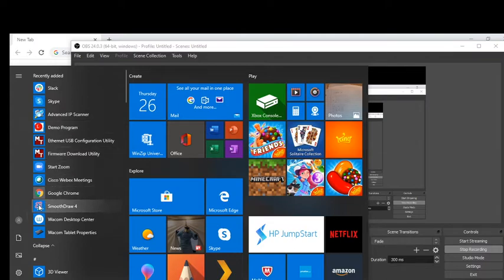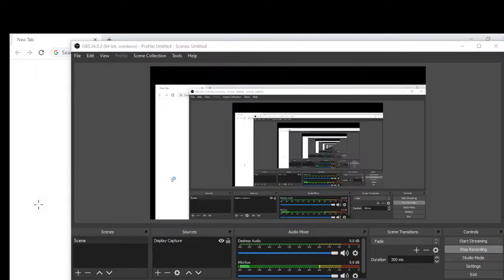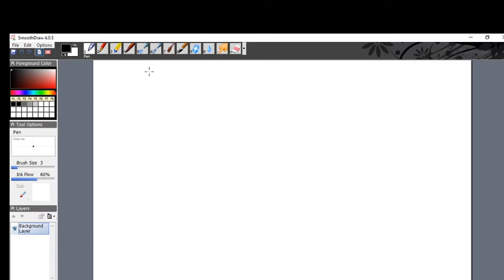Here we go, smooth draw, and my pencil. There we go with my pencil. And now I am ready to start.